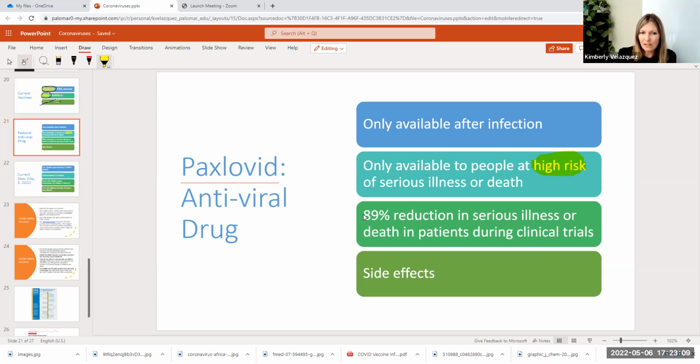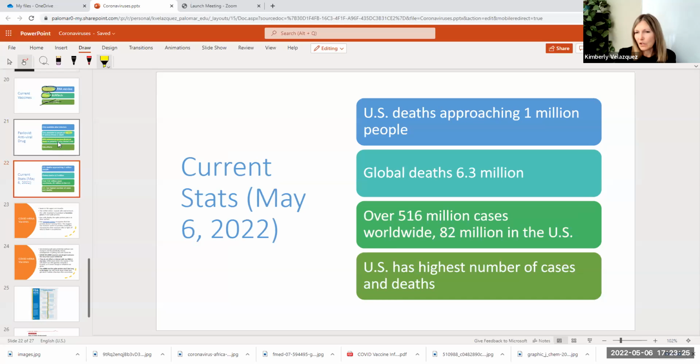But this is the good news, 89% reduction in serious illness or death in the patients in the clinical trial. And these were all patients who were at high risk. There are some side effects. You don't want to just take this if you aren't at risk because it doesn't come without side effects. And by the way, you can look up what those side effects are if you're interested. US deaths are currently approaching 1 million people as of today, May 6, 2022. Global deaths at 6.3 million, and the US has the highest number of cases and highest number of deaths.